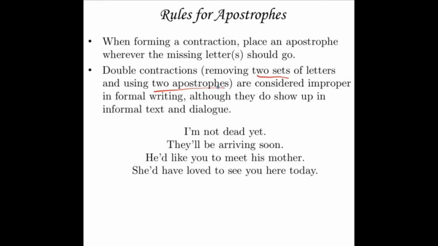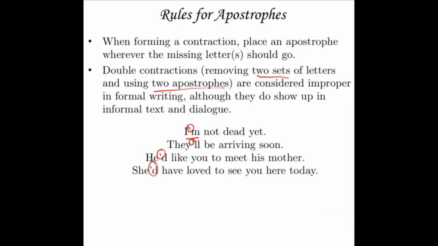So, examples. "I'm not dead yet." I am not dead yet. You take out the A and you replace it with the apostrophe. "They'll be arriving soon." They will. In this case, the apostrophe takes the place of 2 missing letters, W and I. "He'd like you to meet his mother." Well, in this case, the apostrophe takes the place of W, O, U, and L. He would like you to meet his mother. "She'd have loved to see you here today." She would have loved to see you here today. Again, the apostrophe takes the place of several letters.